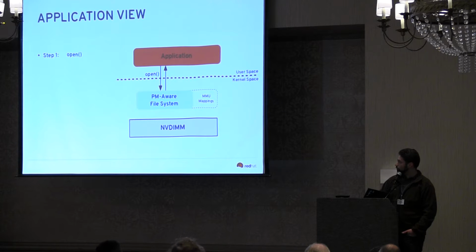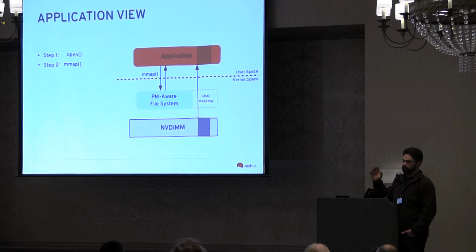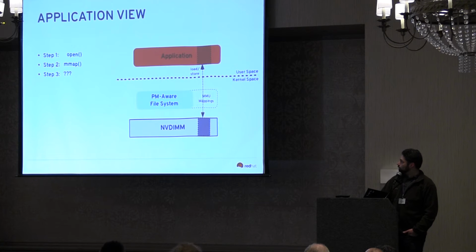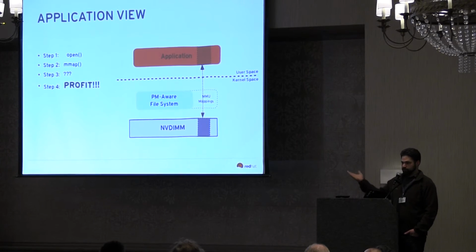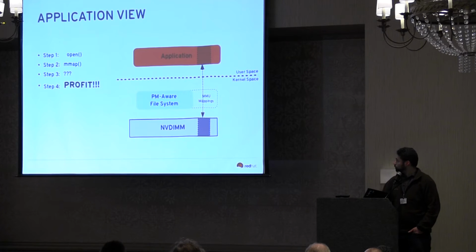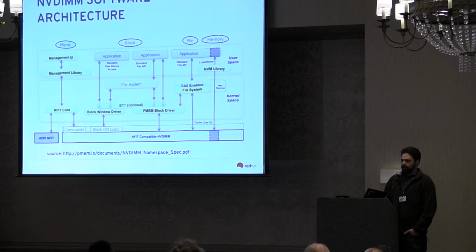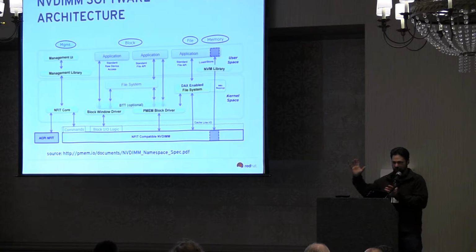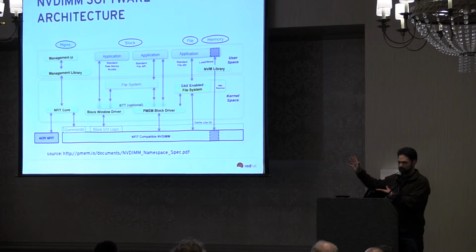So step 2 would be simply mmapping it, and that causes this translation to be installed for the application to directly access the NVDIMM. Step 3, you can do whatever you want with it. You now have direct load store access to the media. And of course, step 4 is to profit from it. So that's a very simplified view of what's going on under the hood.